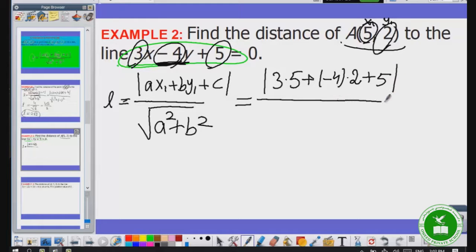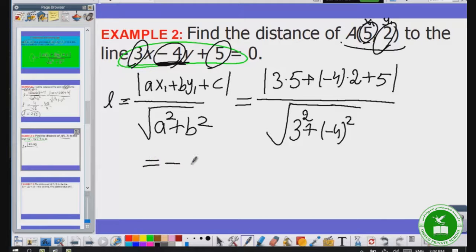Okay. Divided by under root A square. A is the coefficient of x, 3 square, plus B is the coefficient of y in the equation, that's minus 4, minus 4 square.